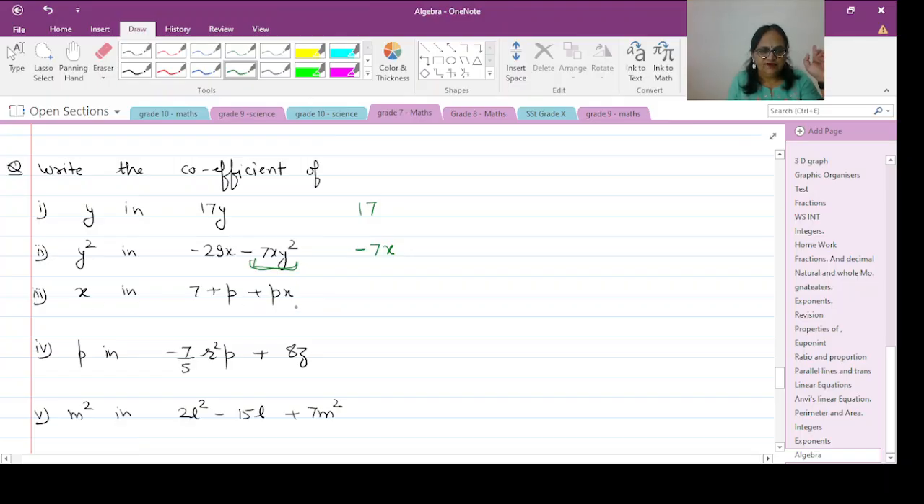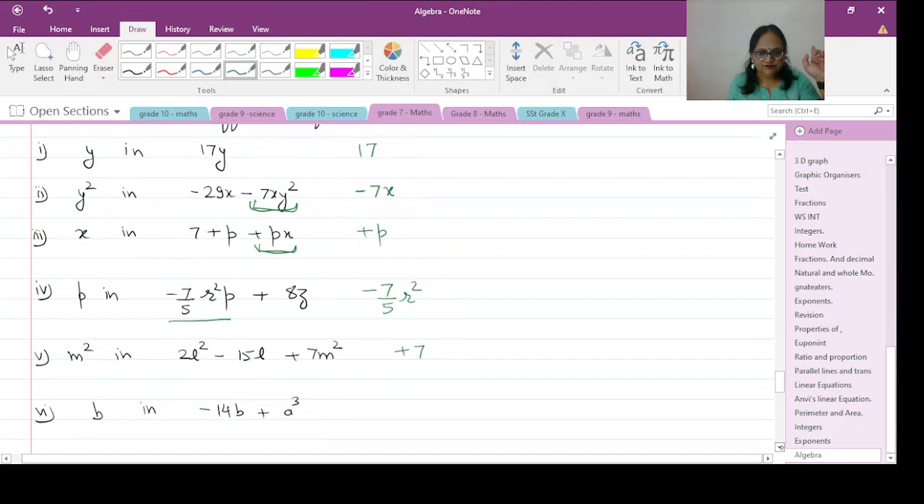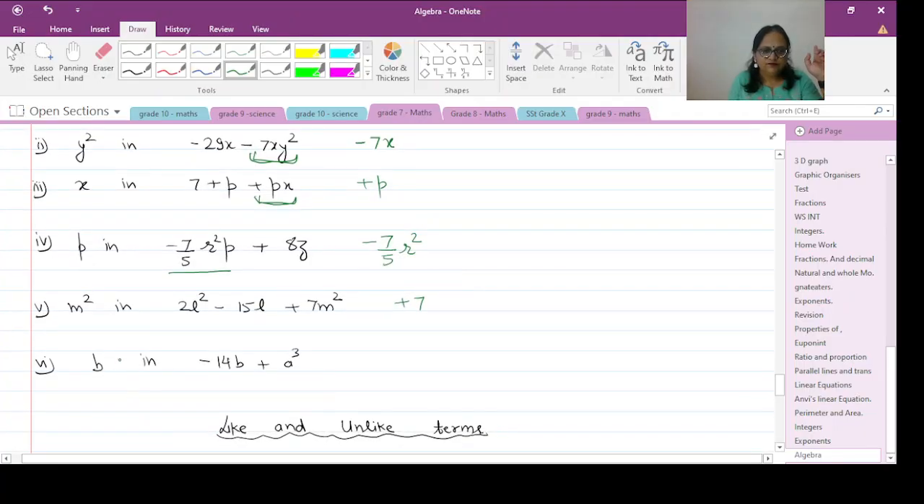So the term with x is this. So what is the coefficient? Plus p. P in this one. This is the term with p. So answer will be minus 7 upon 5 r square. M square in this. Plus 7. b in minus 14b. The answer is minus 14.